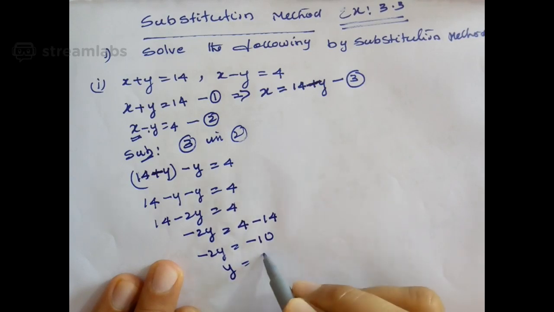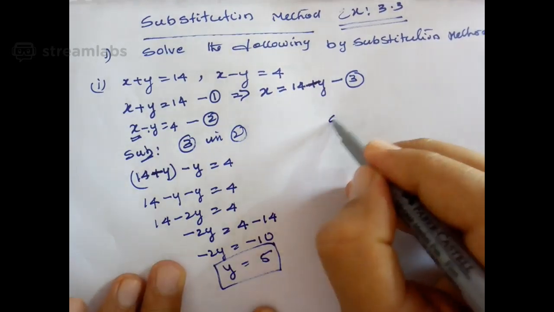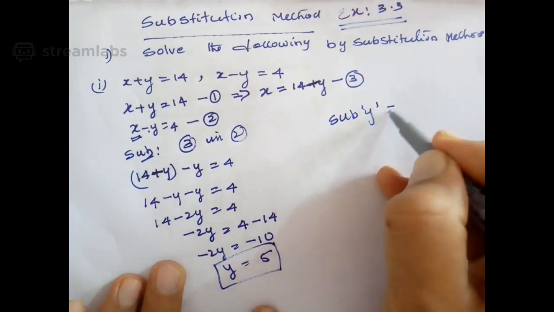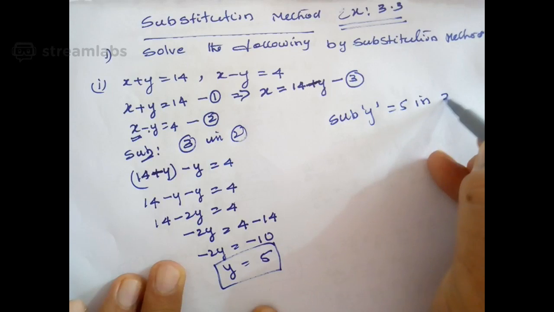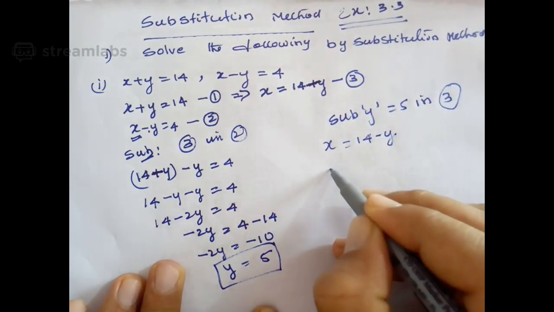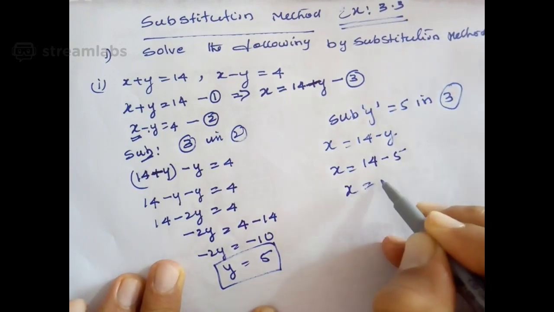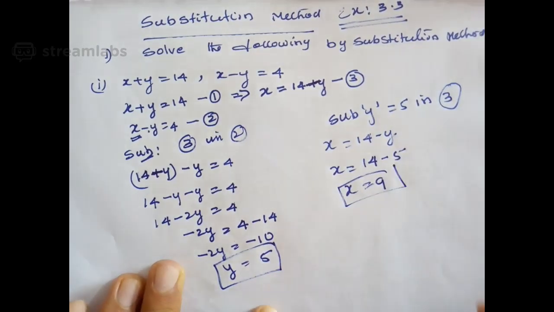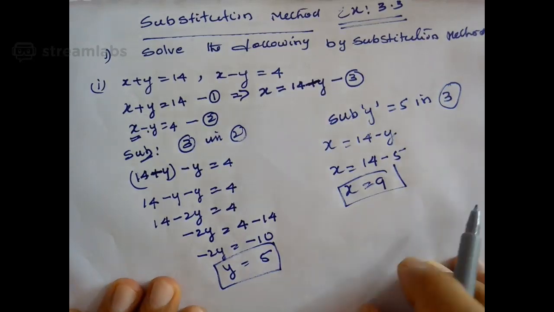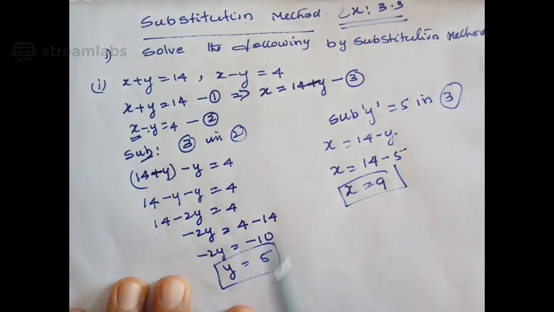So what is y? It is 5. y is equal to 5. So substitute y is equal to 5 in equation number 3. That is x is 14 minus y, so x is 14 minus 5. So x is 9. This is how we can solve by the substitution method. Here we have to take x and bring y to this side. Take down this.